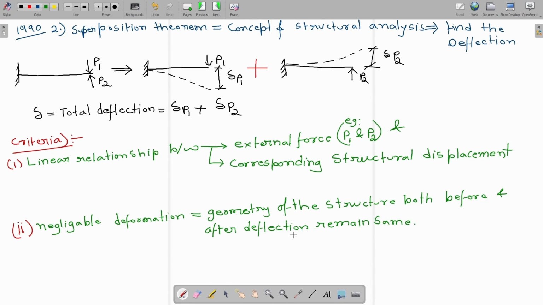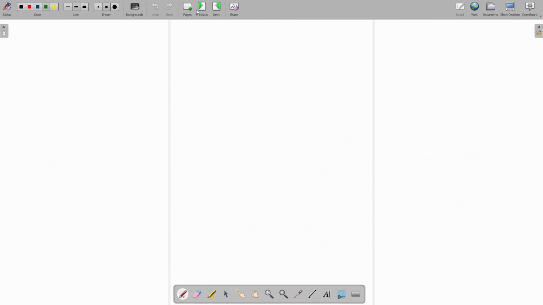Okay, what does this mean? It means the cross-sectional area of the beam is the same both before and after deflection. It means the strain produced is small. Small strain. Now, let me draw a beam. This is going to be a rough sketch.